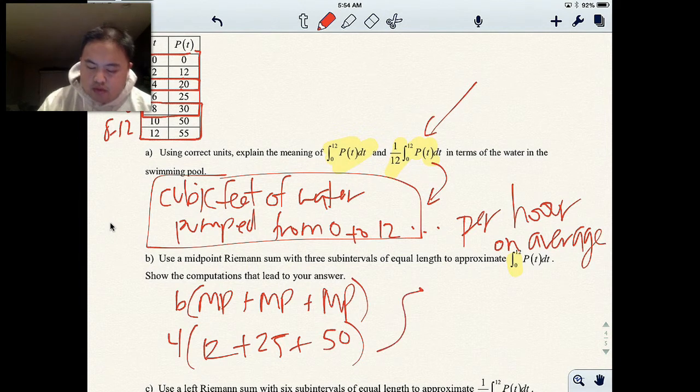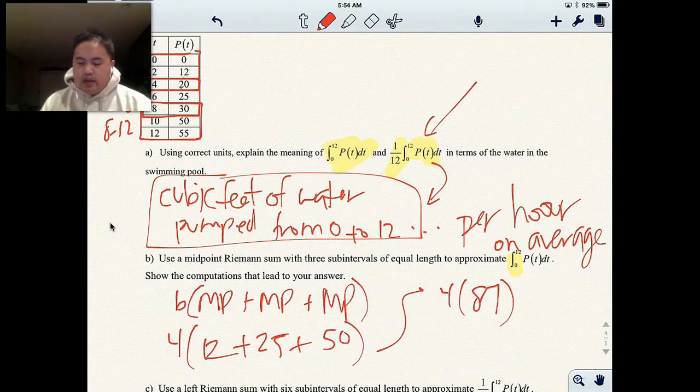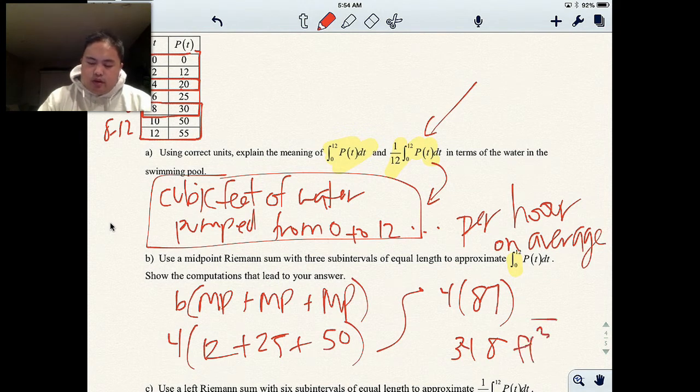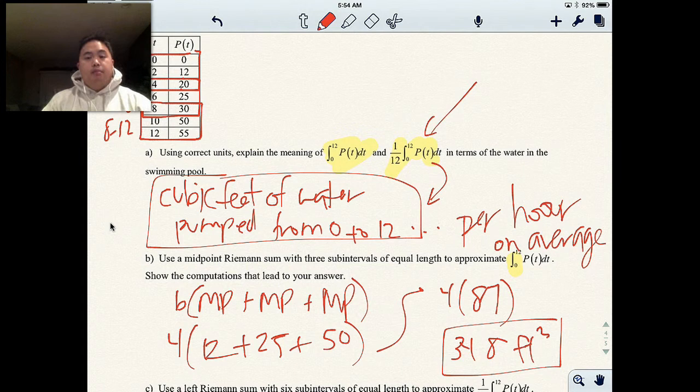So to do the midpoint Riemann sum, I'm going to get 4 times (12 plus 25 plus 50). 12 plus 25 is 37, plus 50 is 87. I don't have a calculator on me. That gives 348. And again, I need to have units. So my estimation is that from 0 to 12, I pumped in 348 cubic feet of water. Pretty good estimation, if I may say so myself.